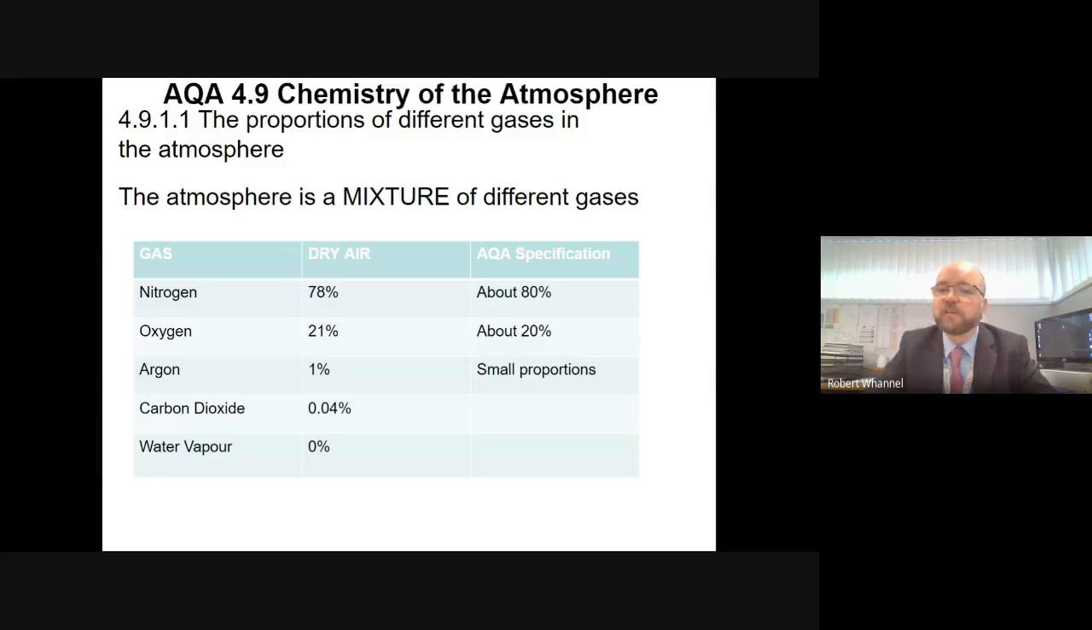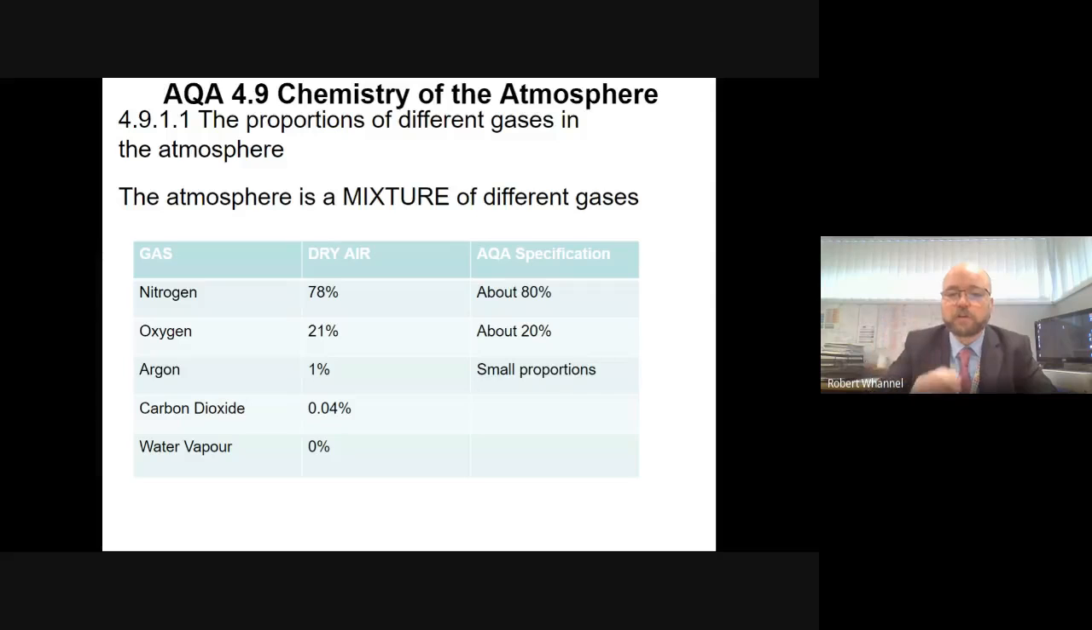It will come up. It's a thing that could be asked for you to perhaps get given a pie chart and explain which gas makes each part of it, or to get a table and fill in the percentages. So the most common gas is nitrogen. The second most common is oxygen.